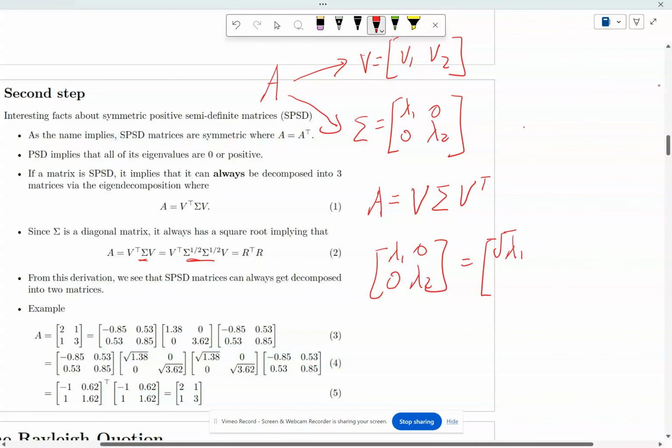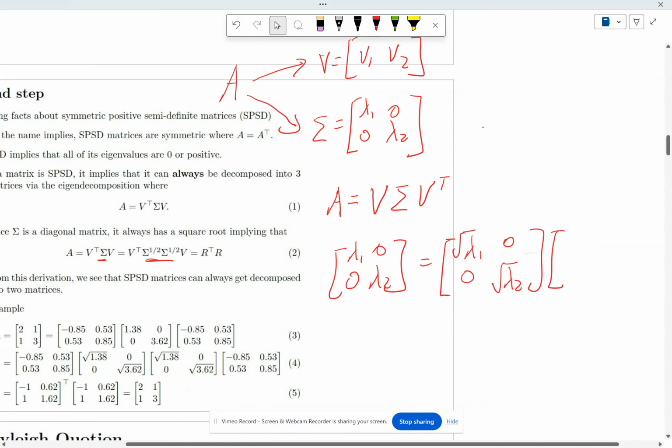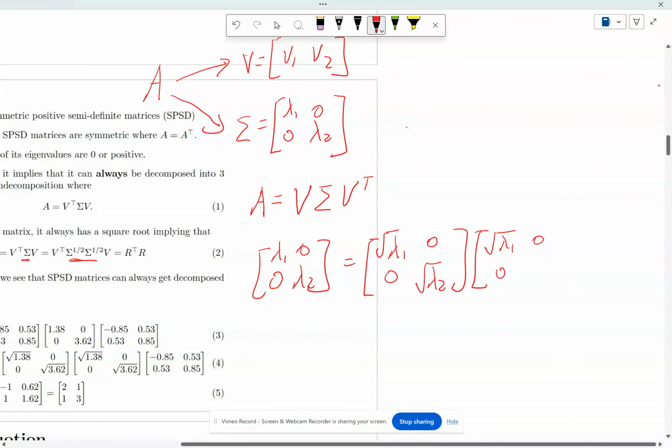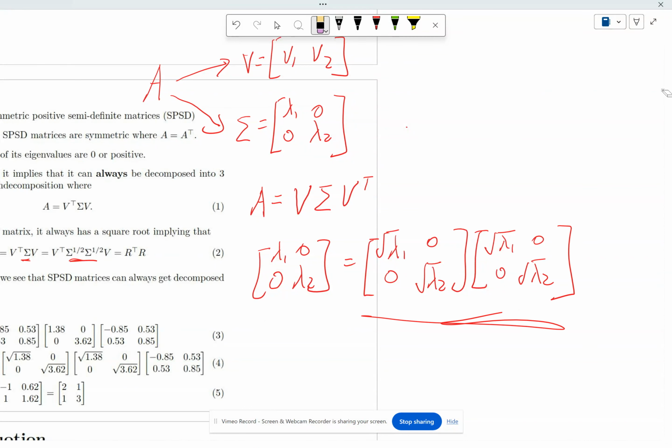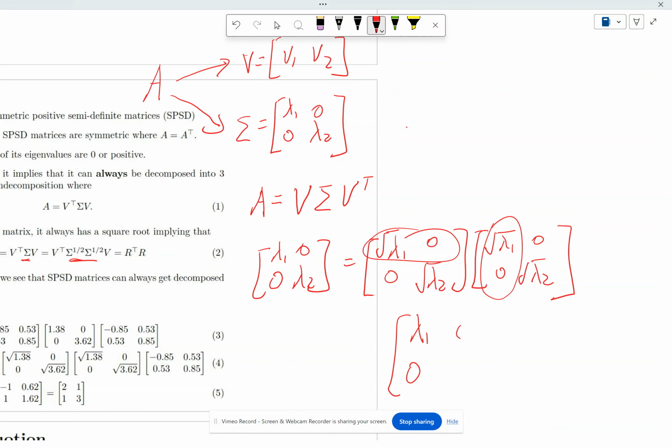square root of lambda 1, square root of lambda 2, 0, 0, times square root of lambda 1, square root of lambda 2. So they're equivalent. If you just multiply them out, this and this would just give you lambda 1, and then 0, 0, lambda 2. Right? If you actually do the multiplication. So what this is saying is that when you have a diagonal matrix, it's really, really easy to break them apart. You can just break them apart into two of them through square root.